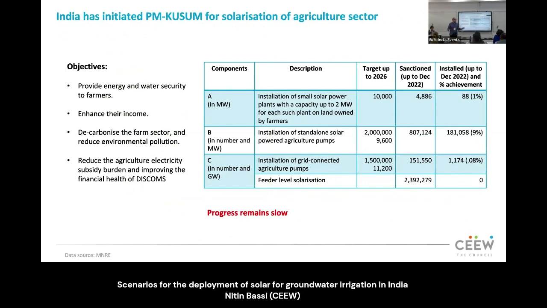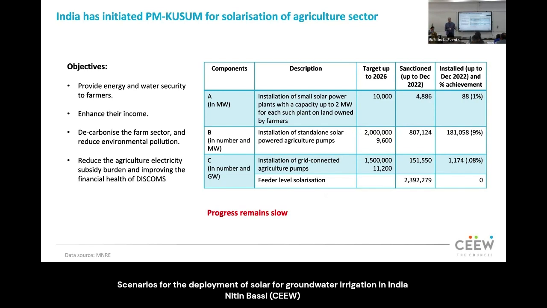Now, to address all this, we came up with a very innovative scheme, which is called PM Kusum. Again, for the interest of our international audience, this is a scheme specifically to solarize the agriculture sector. And it has various objectives. Of course, energy and water security is one, enhancing farmer income is another, decarbonizing the farm sector.